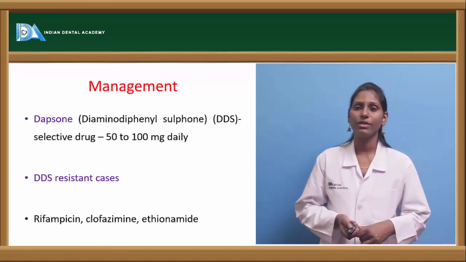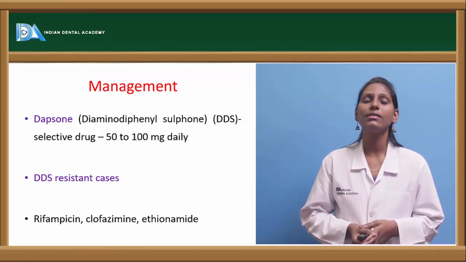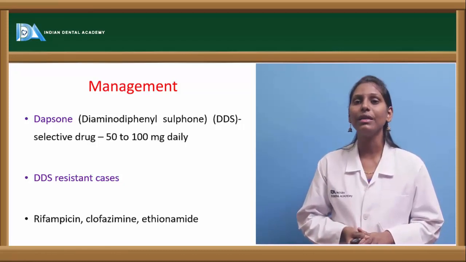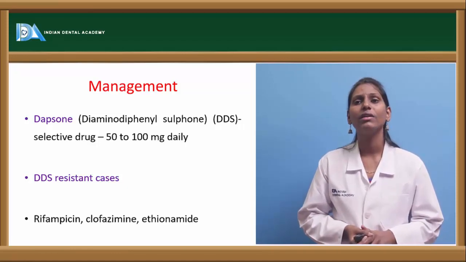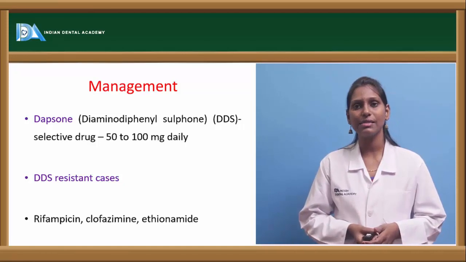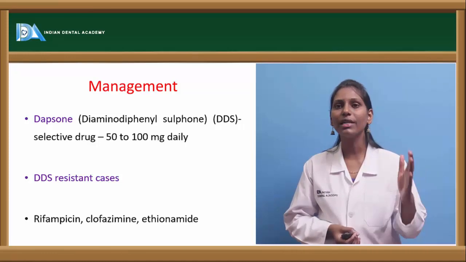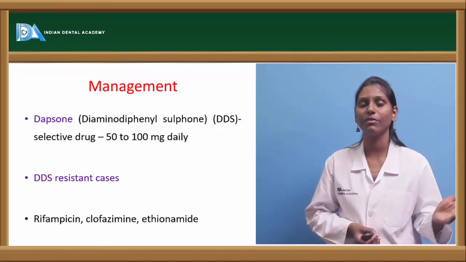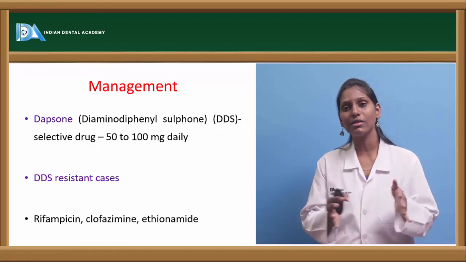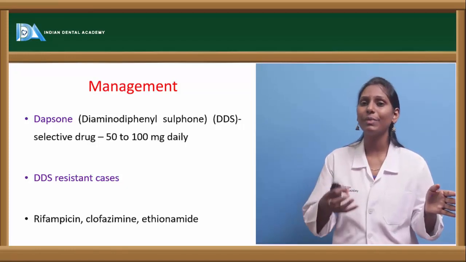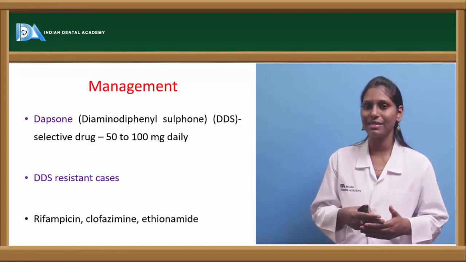Now coming to management. Dapsone, which is diaminodiphenylsulfone, is the drug of choice in treating leprosy, and it is usually given at 50 to 100 milligrams daily. However, many resistant cases are seen with dapsone, because the treatment is a long-term course. Lepromatous leprosy usually takes about 10 years, and tuberculoid leprosy usually takes 3 years of treatment. As the treatment is so long-term, patient compliance is sometimes lost. The patient stops taking the drug in between, and this leads to resistance to dapsone.